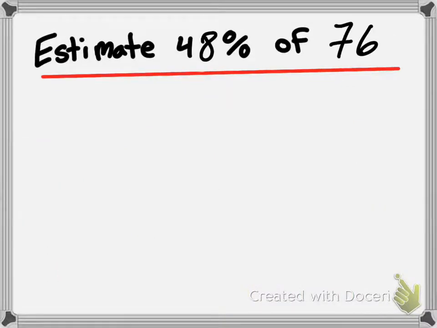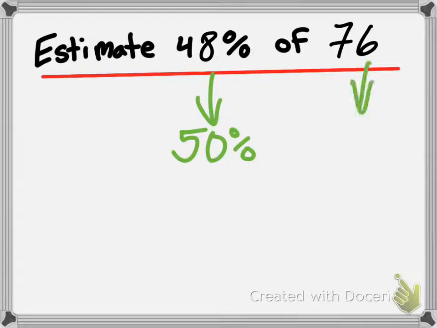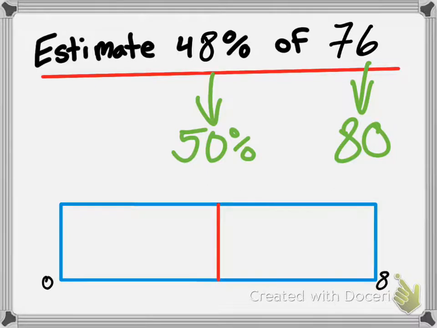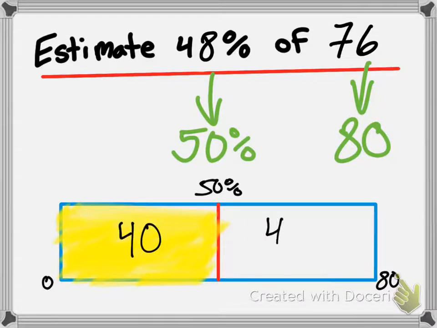48% of 76. 48%, that's almost 50%. 76, what is that almost? Yes, 80. From earlier, we remember 50% means half. So here is 0, here's 80. This is 50%. It's half. So if I split 80 into 2 groups, what do I get? 80 divided by 2 is, yes, 40. There's 40 in each group. So approximately 48% of 76 is 40.